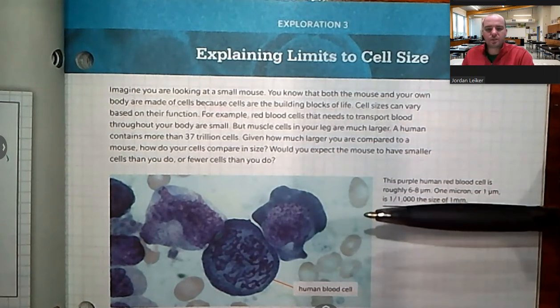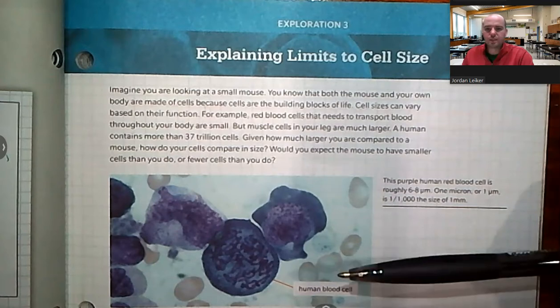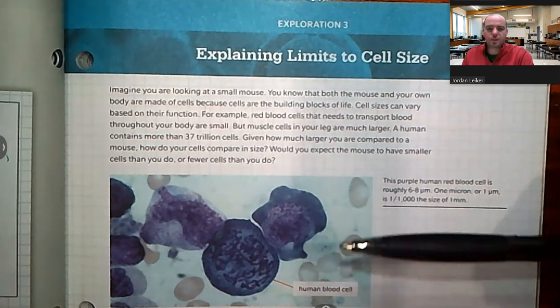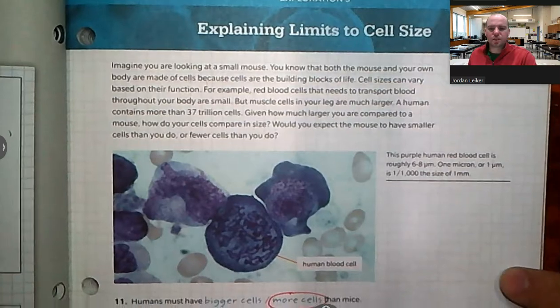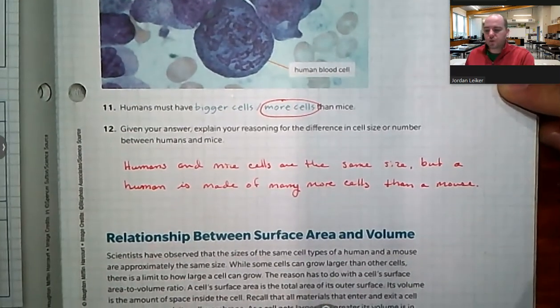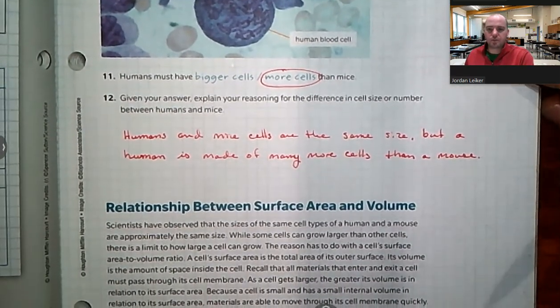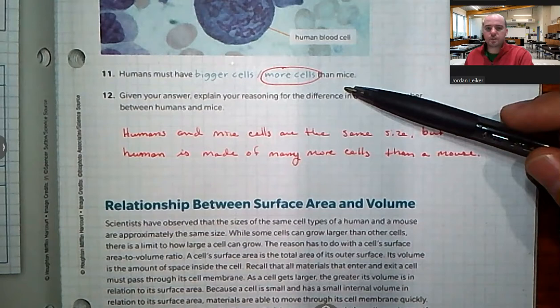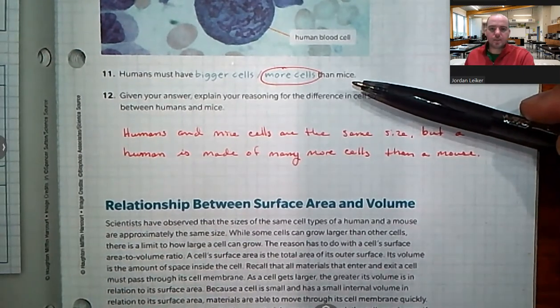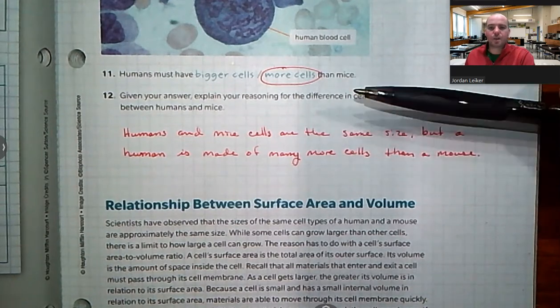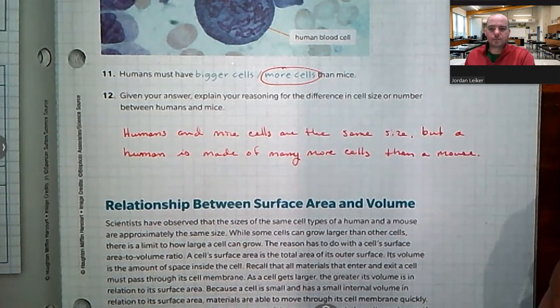But the cells themselves, the different types of cells, can vary a little bit. So a muscle cell and a blood cell, those cell types may vary a little bit, but the size is relatively the same. And so if we were comparing a human and a mouse, humans must have more cells than mice. They can't just have bigger cells because the cell size is limited, actually, and the cells are relatively the same size, and so humans must have more cells than mice.